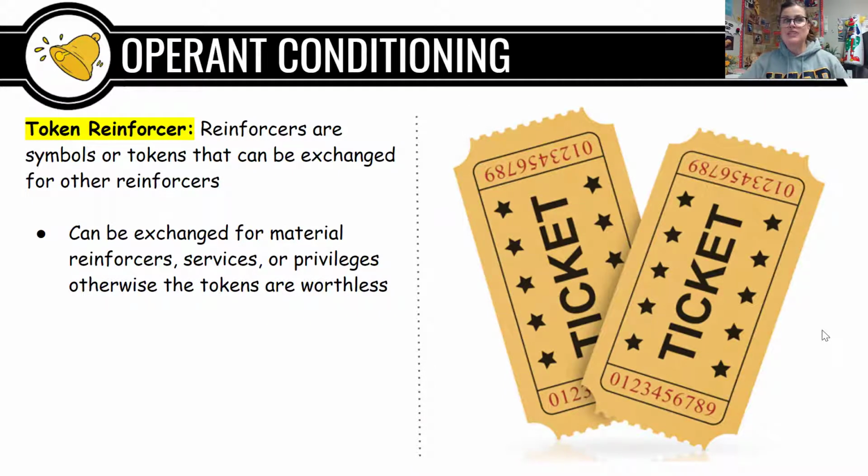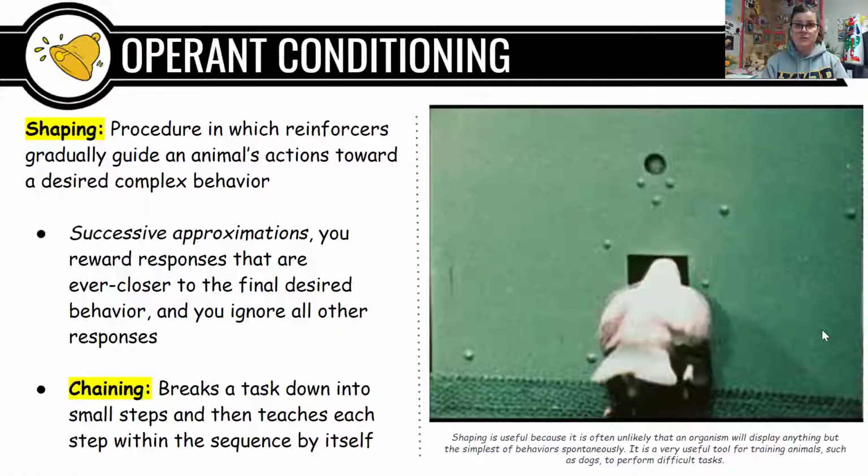The next thing is what's called a token reinforcer. This is probably something we've talked about in class before in the realm of a token economy. A token reinforcer is something that can be exchanged for other reinforcers, such as material reinforcers, services, or privileges. When you complete a task, then you get a prize. When you are here for so many hours, then you get overtime. Those are considered to be token reinforcers.